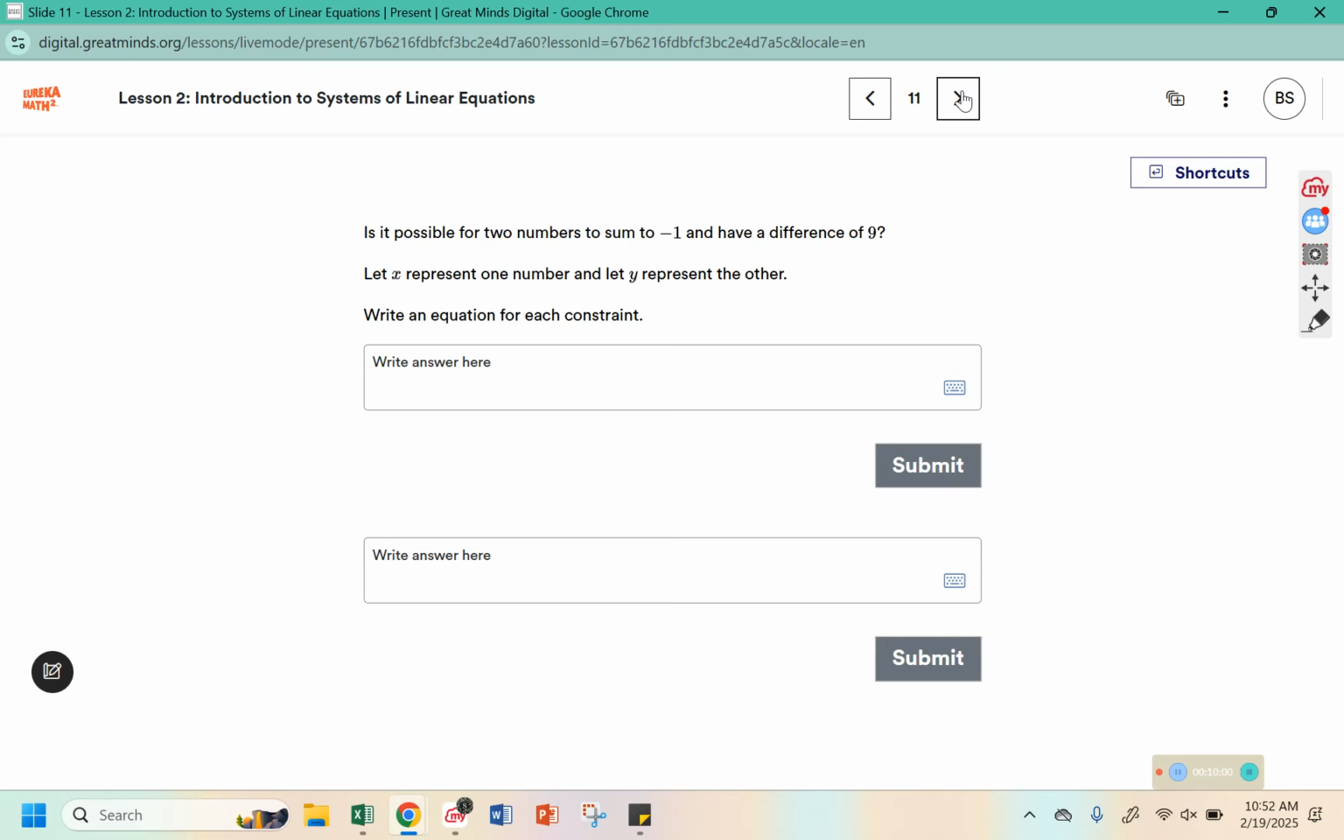Is it possible for two numbers to sum to -1 and have a difference of 9? Let x represent one number and let y represent the other. Write an equation for each constraint. So x and y have a sum, meaning adding up to -1, and a difference, which is a subtraction phrase, of 9. Sum of -1, difference of 9.